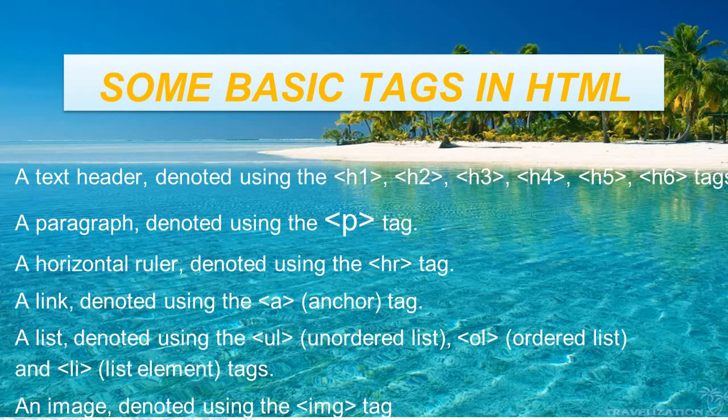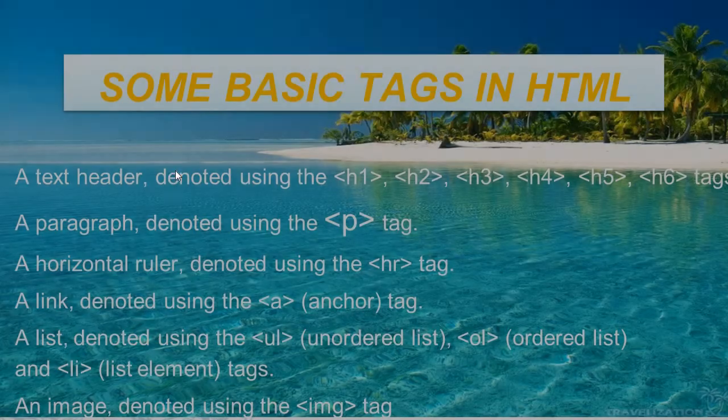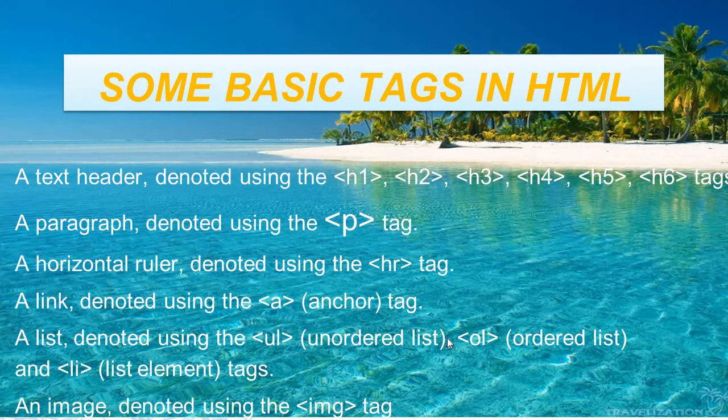Some basic tags in HTML. There are many tags, but some basics are the H1 tag. It is for heading. P for paragraph. Then horizontal ruler, HR. You can give a line. Then anchor tag. Anchor is for link. Then for making a list, your menu, you are using UL and OL tags. Then image tag. These are some basic tags in HTML. Later we will study in detail.